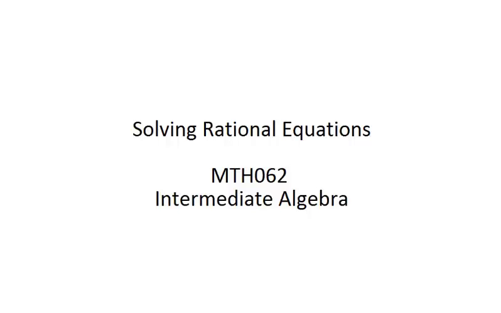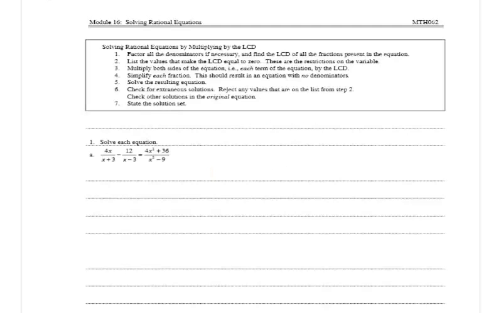In this video, we're going to solve rational equations. The steps to solving a rational equation are to factor all the denominators if necessary and find the least common denominator of all the fractions present in the equation, list the values that make the least common denominator equal to 0, and these are the restrictions on the variable, multiply both sides of the equation by the least common denominator, simplify each fraction. This should result in an equation with no denominators.